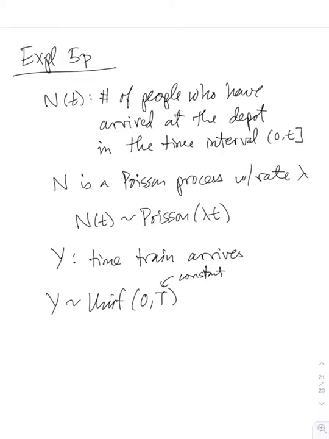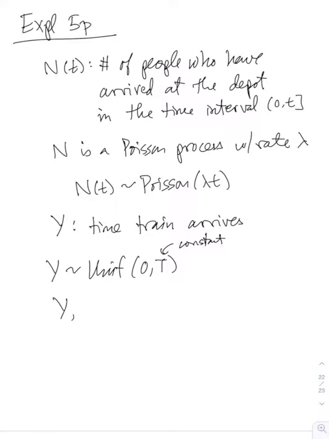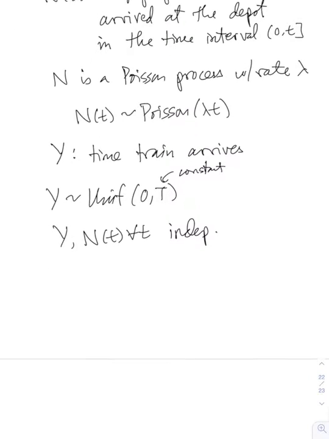Okay, and Y and N of t for all t, this whole infinite family of random variables. It's an infinite uncountable collection. For every t, there's a random variable N of t. There's already an infinite collection. Throw Y into that infinite collection. We're assuming that all of those are independent. Okay? What are the mean and variance of the number of passengers who enter the train?